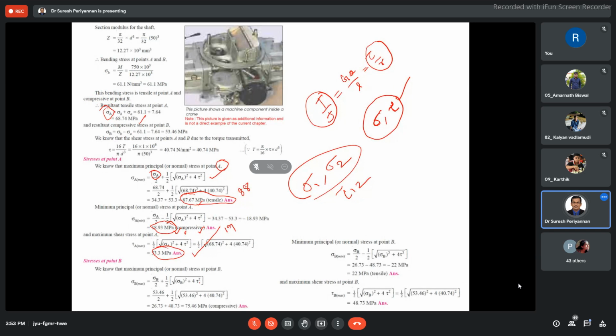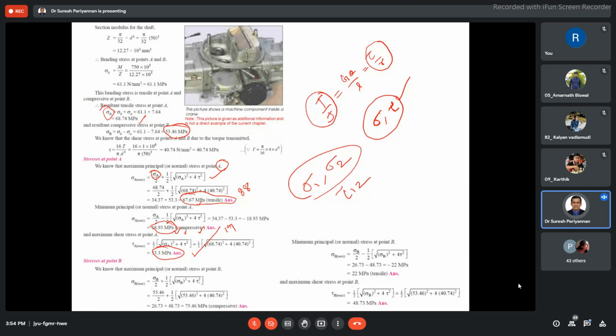Now we come to the point B. Same concept you apply here. Your point B, you are considering now 53.46 megapascal. This one. Okay. Point B.